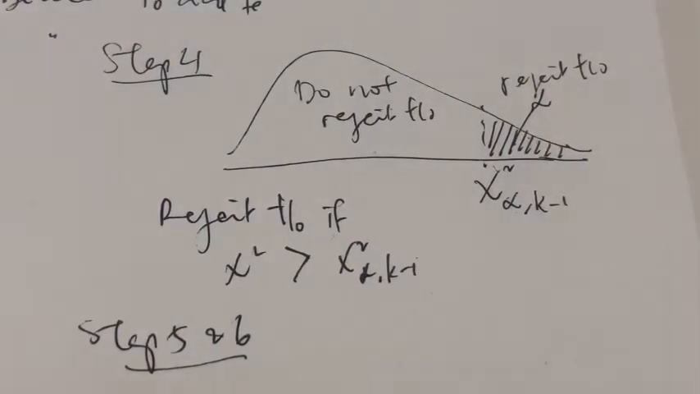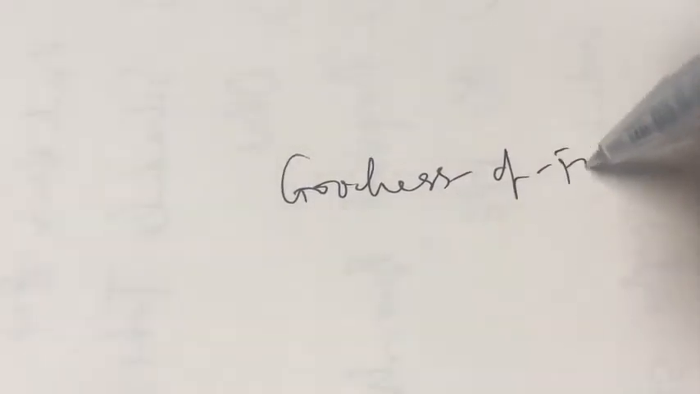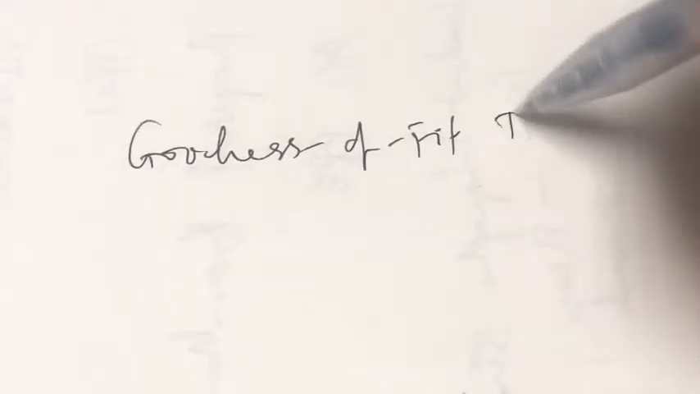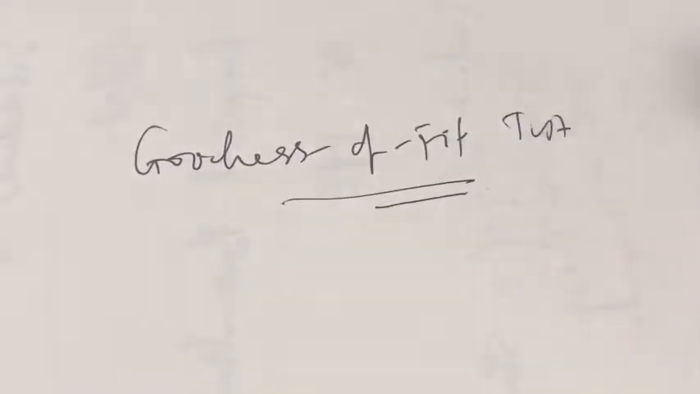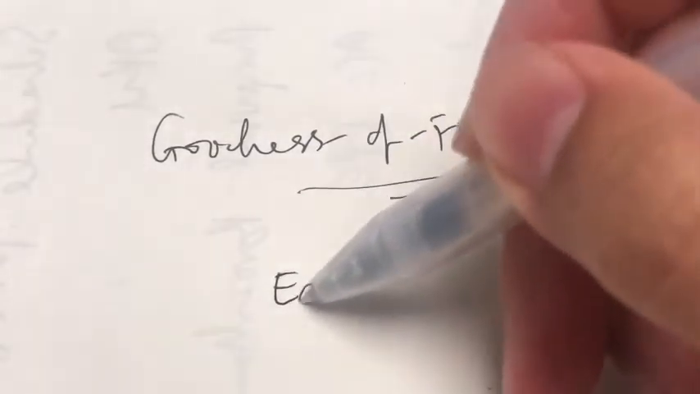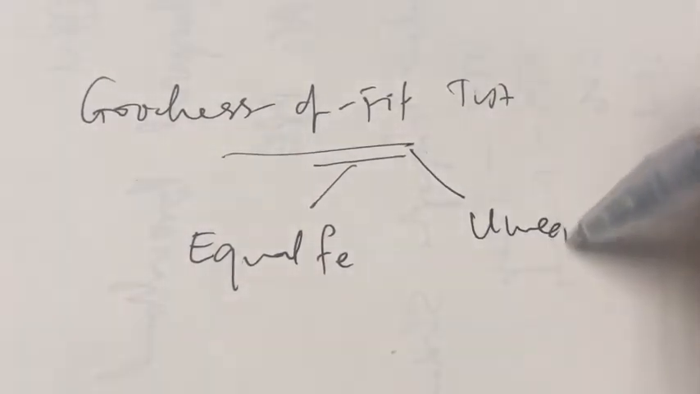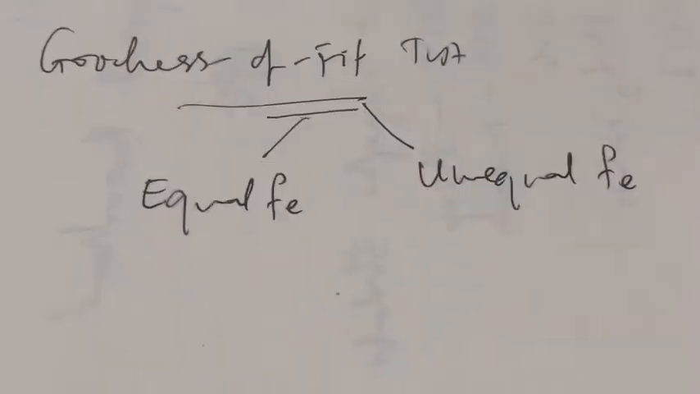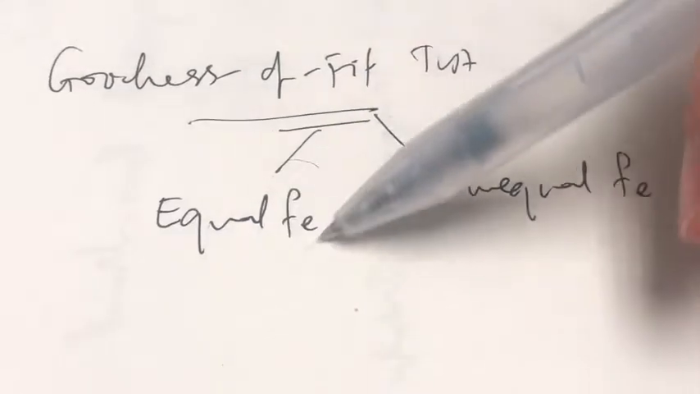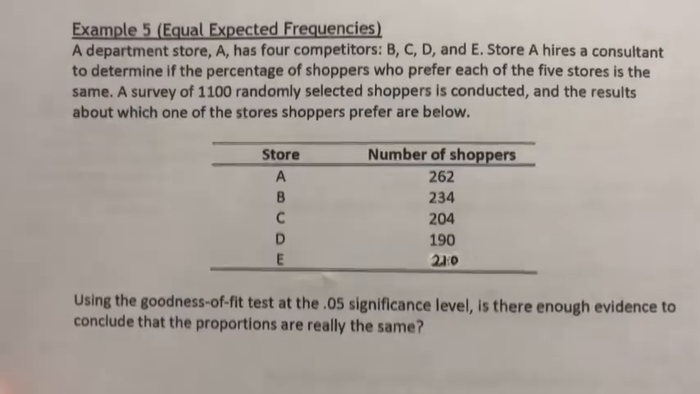step 6 is to make the interpretation or conclusion. Now, before we go on to the examples, allow me to highlight that when it comes to the goodness of fit test, there are actually two types. One is the case of equal expected frequencies, and the other is the case of unequal expected frequencies. In the unequal case, what we need to do is to find the expected frequencies first. Once we find the values of all our expected frequencies, we will use these values to calculate the test statistic.